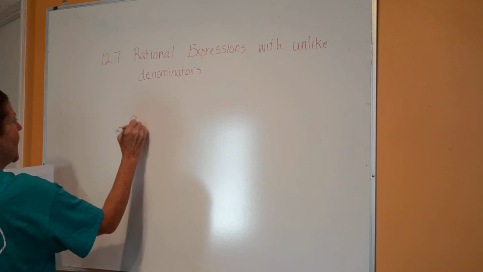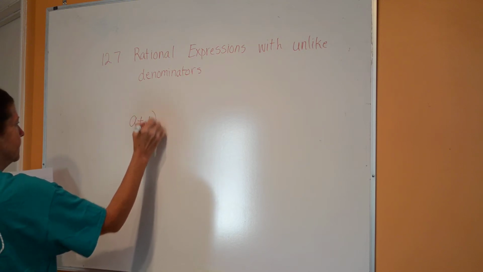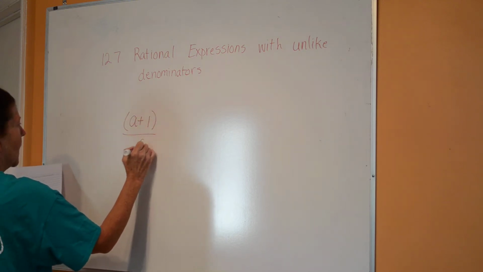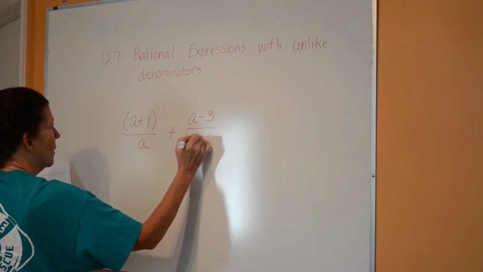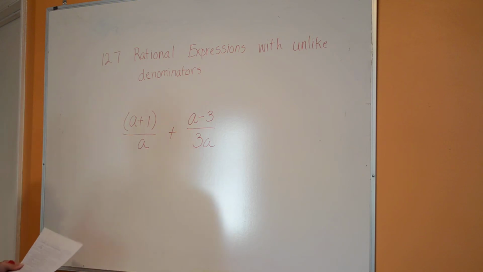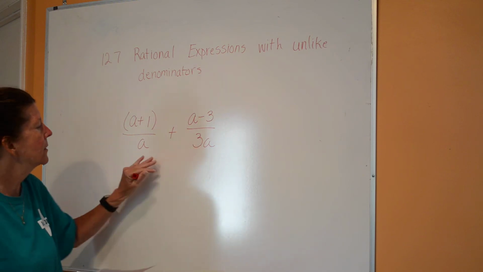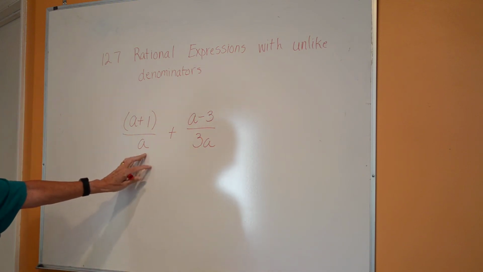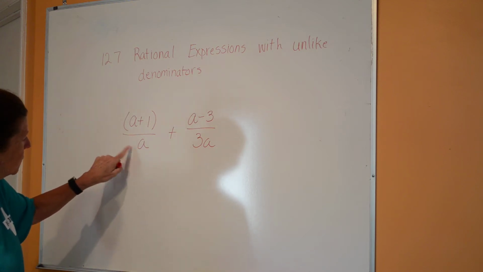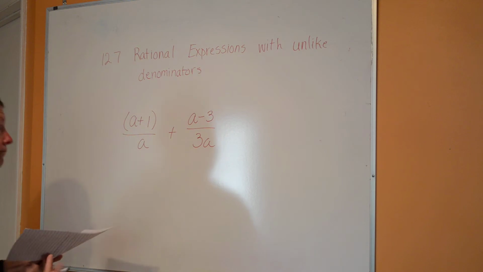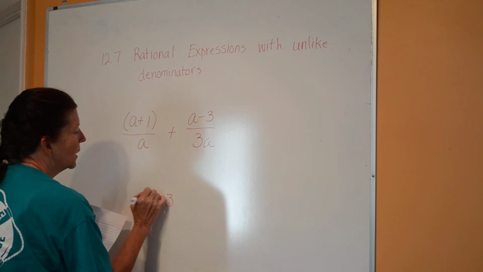All right, let's do some that we actually turn into fractions here. Let's say I have a plus 1 over a plus a minus 3 over 3a. Now on the bottom I have monomials. So what I do is I look and I go, okay, what number can both, there's an understood 1 and 3 go into? 3. They both go into 3.